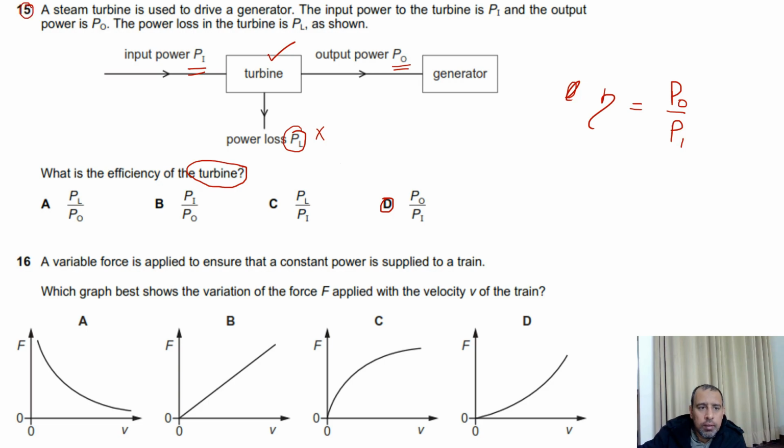For question number 16, a variable force is applied to ensure a constant power, means the power is constant, and there's a force F applied and the velocity is V. So you know the relation P is equal to FV, and if this is constant, then F and V are inversely proportional to each other. That's why this option A is correct.